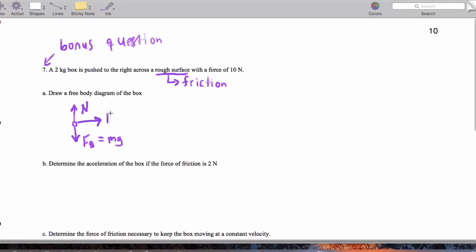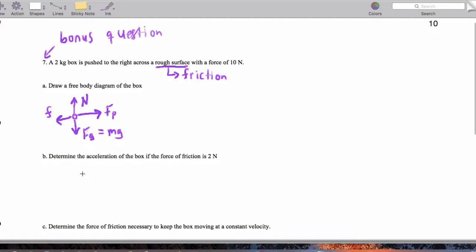We have the pushing force. I'll call that Fp for pushing because you're pushing the box. And then you've got a friction force going to the left. So exciting. Now we want the acceleration of the box. If the force of friction is 2 newtons, that's going to be pushing force minus the friction force. They have a tug of war. Always subtract off your friction force in these problems. Since it's not balanced, that means it's equal to ma.